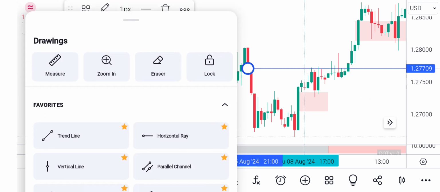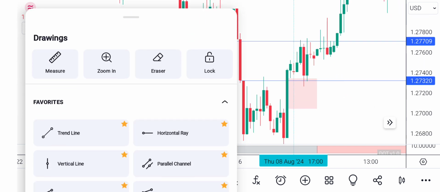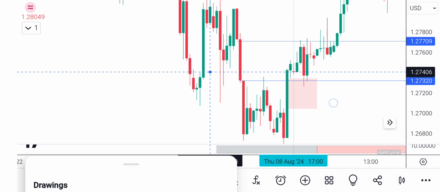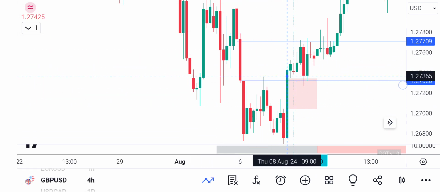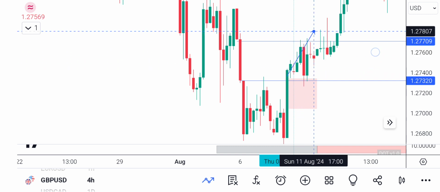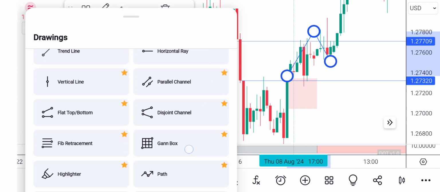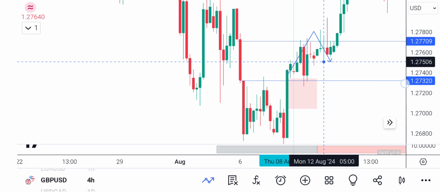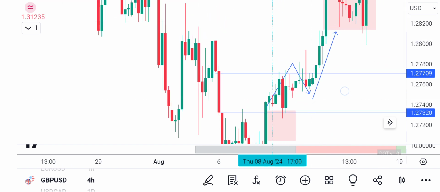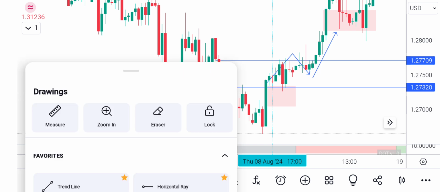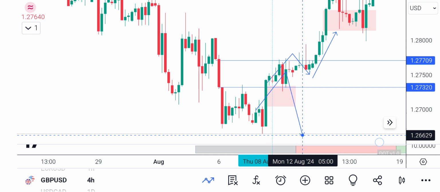Now look at the inversion fair value gap here. This is a bearish fair value gap, right? Now we are anticipating that when price trades into this fair value gap here, from down here, it should sell off. But see, price instead traded above here and then used the consequent encroachment of this fair value gap and took off. So this fair value gap now is acting as what? As an inversion fair value gap, because it is reversing its role.